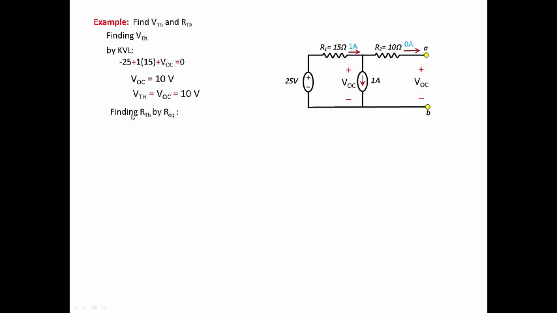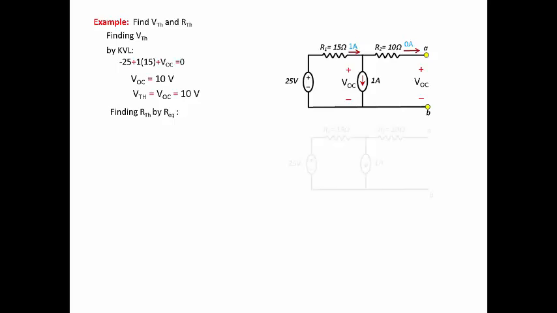Finding R Thevenin requires us to choose the easiest technique, and the easiest technique is going to be R equivalent. Why are we going to use R equivalent? Because this network doesn't have any dependent sources. If you don't have any dependent sources in your circuit, go ahead and use the R equivalent method. The idea is to redraw the circuit after suppressing all the sources, and I recommend you redraw the circuit to eliminate any errors or mistakes while you are solving the problem.